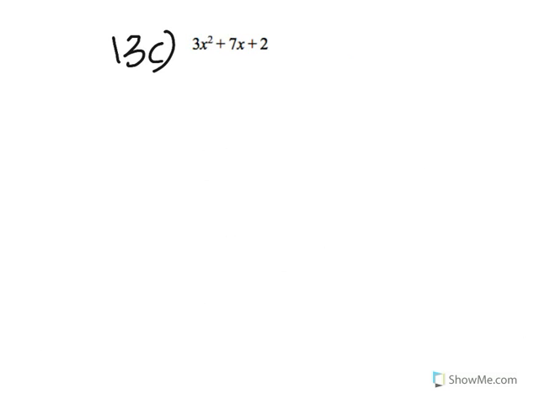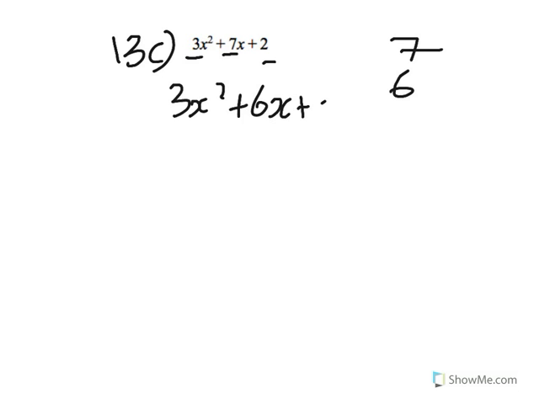Okay, so for 13C, it's just a quadratic equation. You apply the same principles, but in this case, you're finding two numbers that add to give you 7, and two numbers that multiply to give you 3 times 2, which is 6. So those two numbers would be 6 and 1. So it becomes 3x squared plus 6x plus x plus 2.